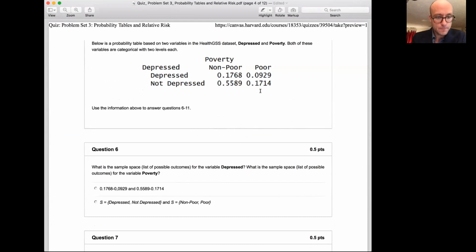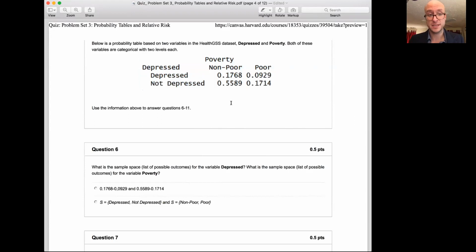So, because these are the same two variables, the same data set, all we do is transform it to probabilities. That being said, I really don't like having it to 4 decimal places. I think 2 is fine. So we have 18%. Just to review, the probability of being non-poor and depressed is 0.18. So you have an 18% chance of being in that group.